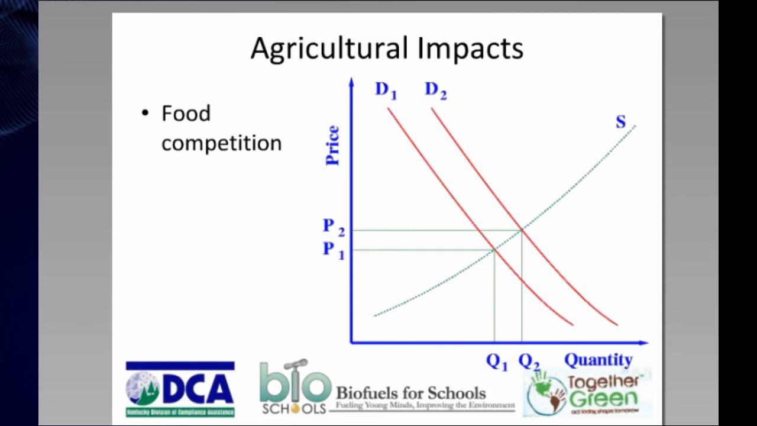This is the law of supply and demand. As you can see, D1 represents the demand curve prior to biofuel entering the market. This is the demand for the edible crop. D2 represents the demand curve for the crop after biofuels are introduced into the marketplace. Given the same amount of crop production, the higher demand curve D2 produces a higher equilibrium price and quantity.